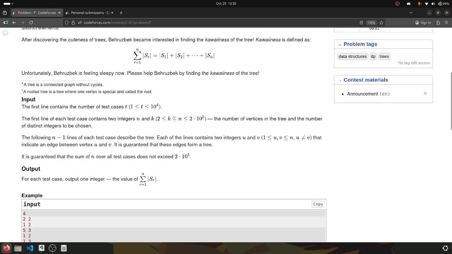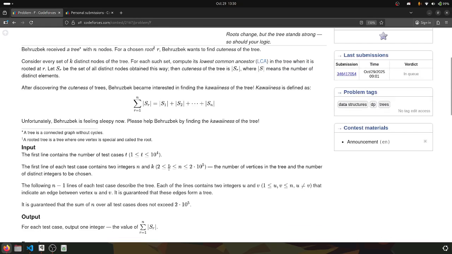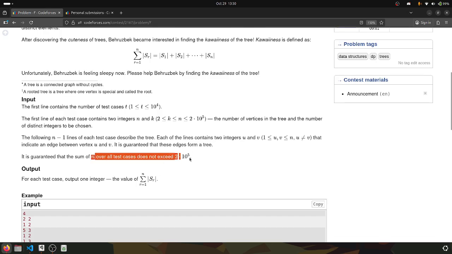And the constraints are n is up to 2e5 and k is also up to 2e5, and the sum of n does not exceed 2e5. So again, the expected time complexity in this question will also be O of n or O of n log n.